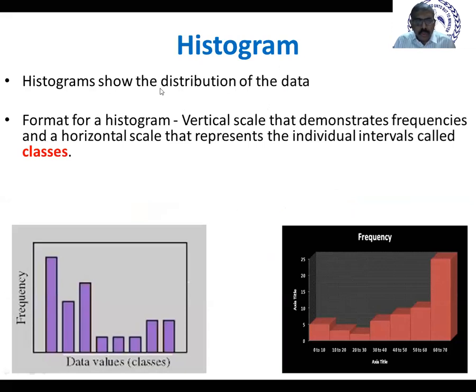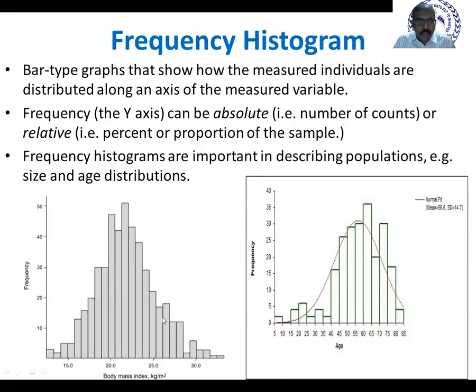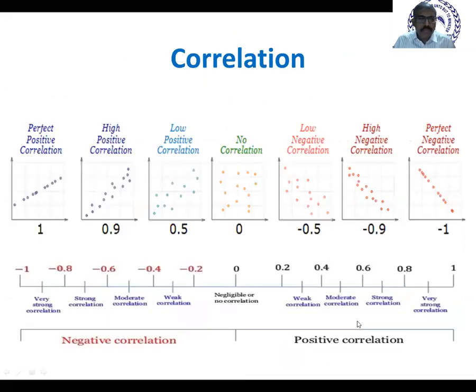Histogram is used to show the distribution of the data. So how is the data distributed? That is very important. This is a frequency histogram to see whether the data comes under the typical bell-shaped curve or not. So this is your histogram. Correlation curves, again, I already showed you correlation curves. By looking at the curve, you can see whether it's a positive correlation, no correlation, or a negative or indirect correlation. All those things can be seen in a correlation curve.